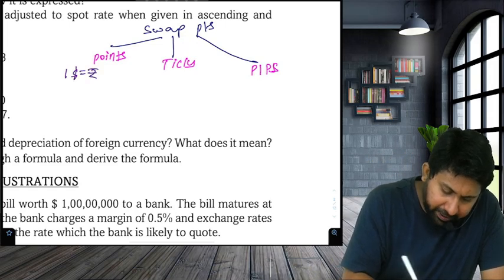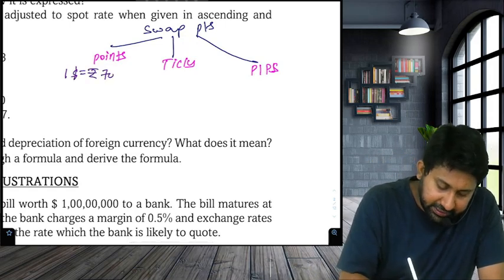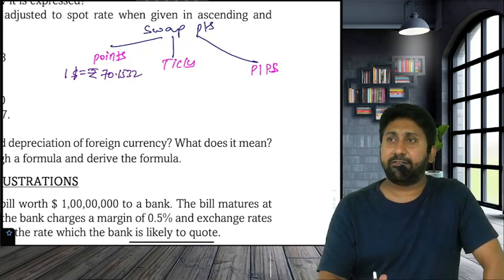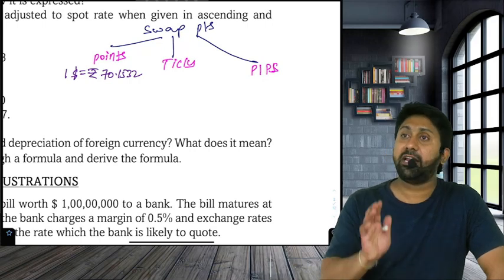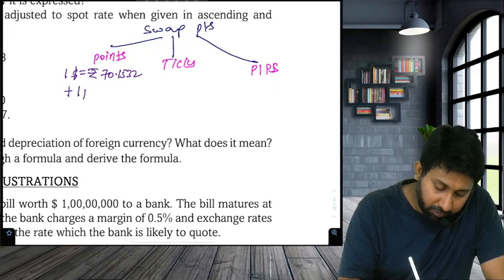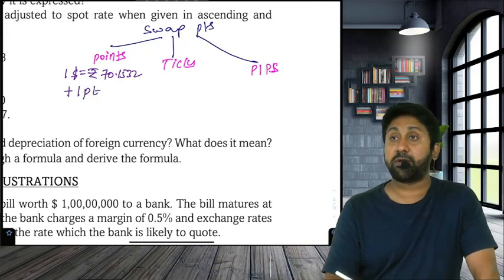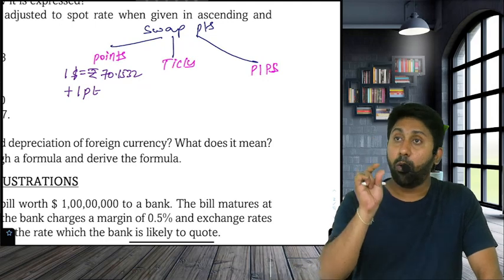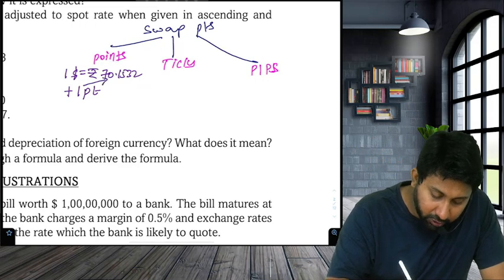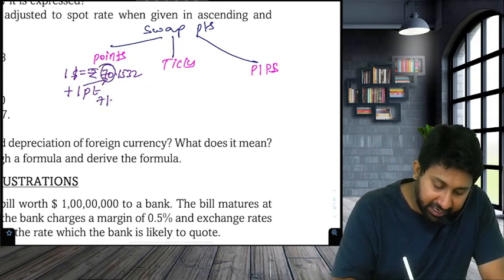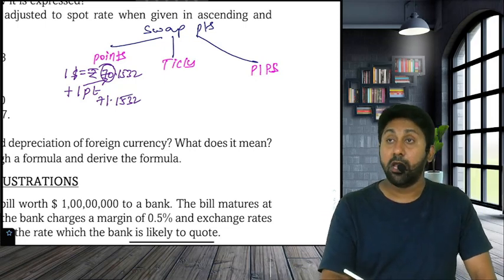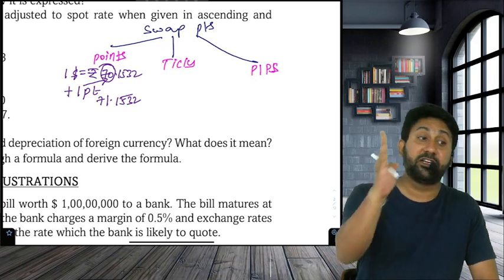See here, $1 equal to rupees, say for example, 70.1532, some random number I am writing. Sometimes they will give 1 point change, not swap point. Directly they will use the language 1 point change. Then you need to add this 1 point to this 70. That means 70 has become 71.1532. This is called points. Points will be adjusted to the left side portion of the decimal.